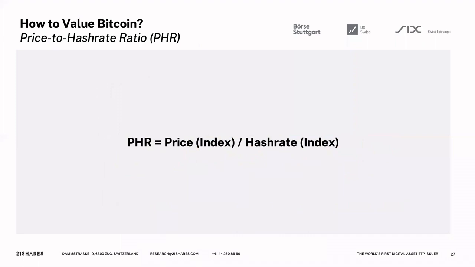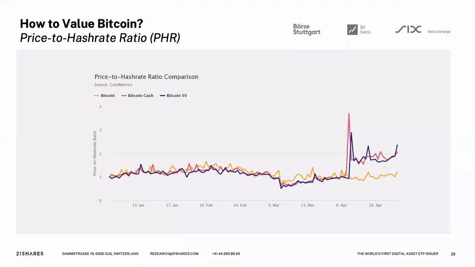So this is a metric called the price-to-hashrate ratio, which I think is quite useful and is one we worked a lot on internally in the team, to understand the relationship between Bitcoin's current market valuation and its fundamental hash rate economic security variable. As we can see, we've plotted the price-to-hashrate ratio for Bitcoin, Bitcoin Cash and Bitcoin SV. Just a reminder, Bitcoin Cash and Bitcoin SV are spin-offs of Bitcoin.